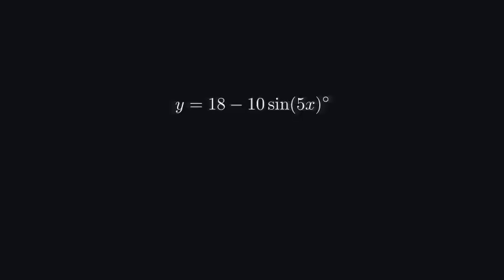y equals 18 minus 10 sin of 5x degrees, x equals 12, 5x equals 60, y equals 18 minus 10 sin of 60 degrees. Continue the aligned calculation. The next steps are shown one line at a time.